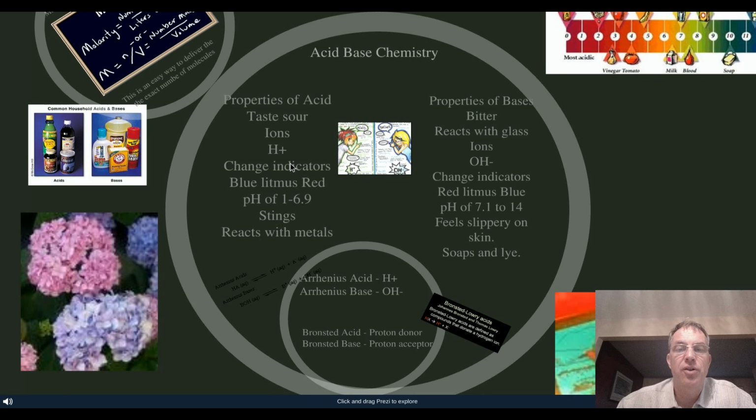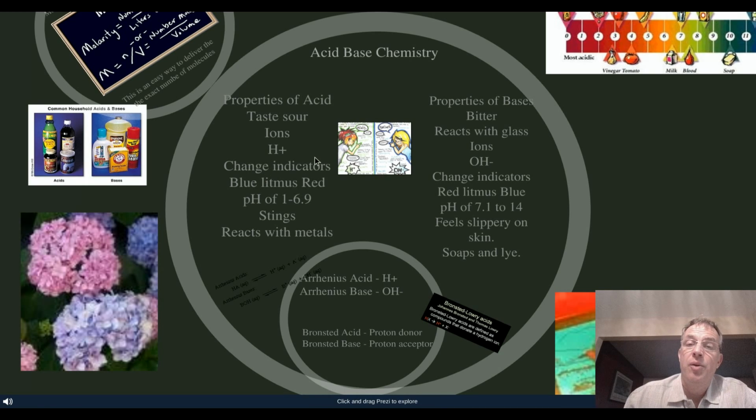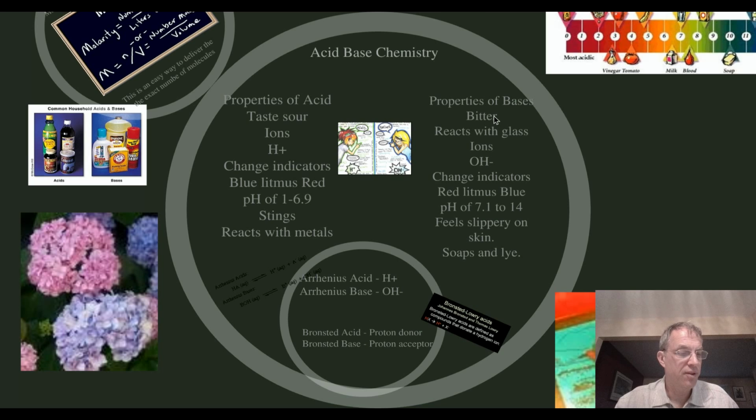They change the color of indicators. There's lots of indicators out there. Most of them come from plants. It turns blue litmus red. Think acid and red match or rhyme a little bit. They have a pH, and we'll go into pH much later, between 1 and 6.9. Stings if you get it on your hands or on your skin. And of course, we said it reacts with metals. Now, properties of bases. They taste bitter. I know that Dutch chocolate is somewhat basic. It has a bitter taste to it. They're never stored in glass because they react with glass.